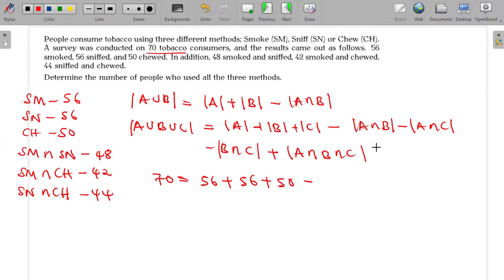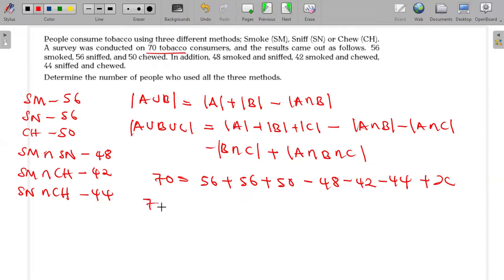Then minus those that smoked and sniffed, which were 48. Then minus those that smoked and chewed, which were 42. And those that sniffed and chewed were 44, so minus 44. And the last one is those that smoked, sniffed, and chewed, so those that used all the three methods. In our case, that's what we are finding. So we represent that by X. So the next thing we ought to do is just to add.